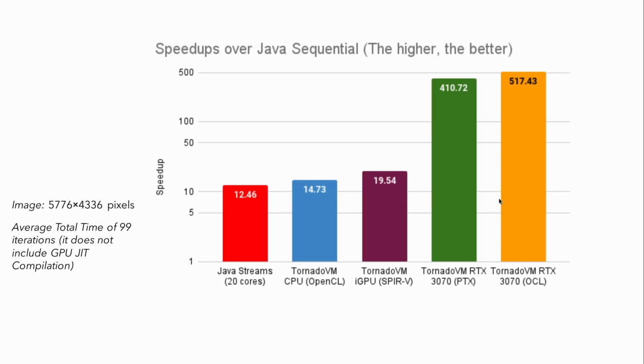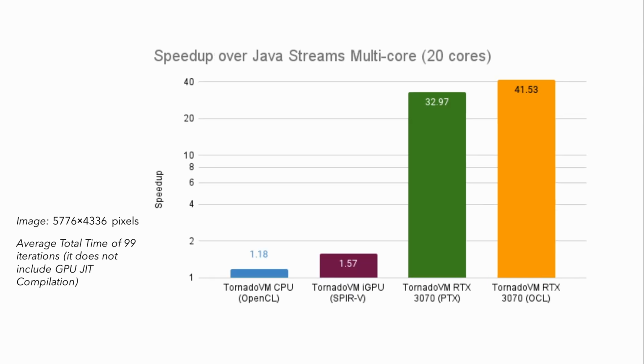So as we can see, running with OpenCL on the RTX 3070, you can get more than 500x performance compared to Java. If we compare against Java multi-threaded, which is the best parallel version you can get out of the box with Java without any external dependencies, we see this picture over here. So now the baseline is Java multi-threaded. Again, the higher the better. And I show you the OpenCL, the SPV, the PTX running on the big GPU, the 3070, and the 3070 with OpenCL.